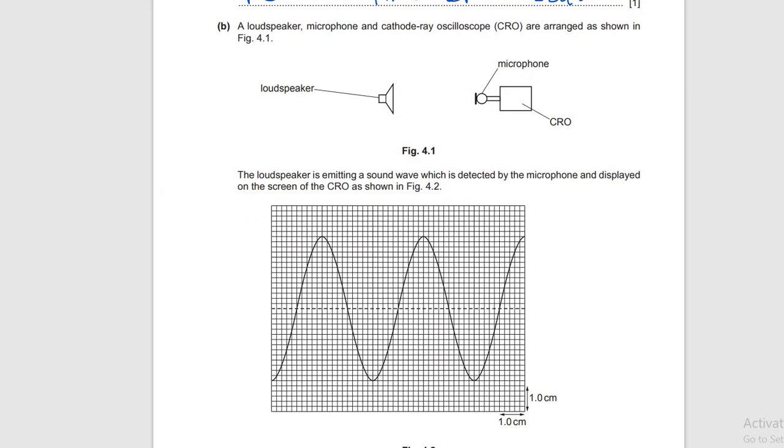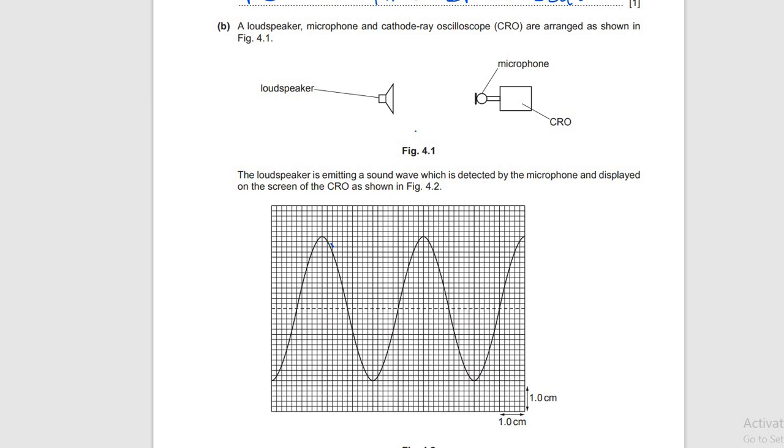4b, a loudspeaker, a microphone, and a CRO, cathode ray oscilloscope, are arranged as shown. Look at the loudspeaker and the way the microphone is also placed. Now from here, the loudspeaker is emitting a wave which is detected by the microphone and displayed on the CRO.